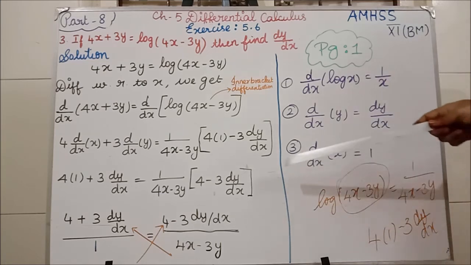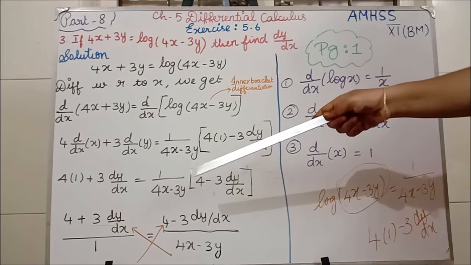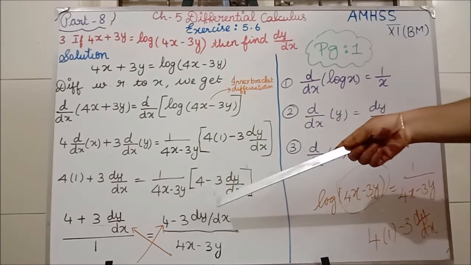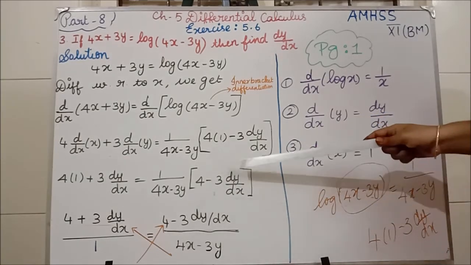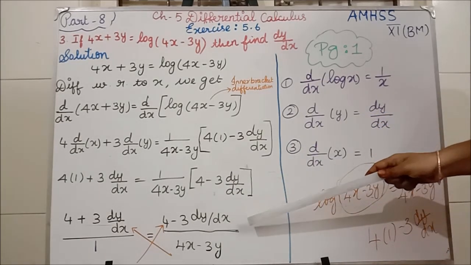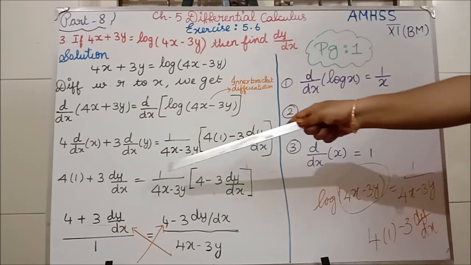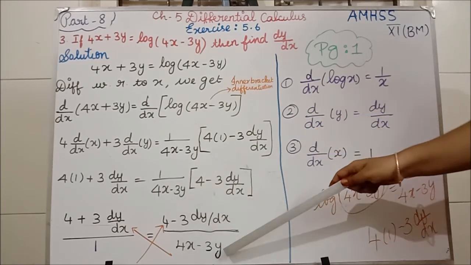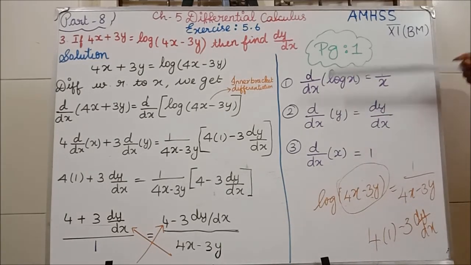On this side we have both numerator and denominator, but on the LHS part we have only the numerator, so we consider the denominator as 1. Clear, students? This is our numerator, so I am writing it as such: 4 minus 3 dy by dx, divided by 4x minus 3y. That is our denominator. This is our page number 1.